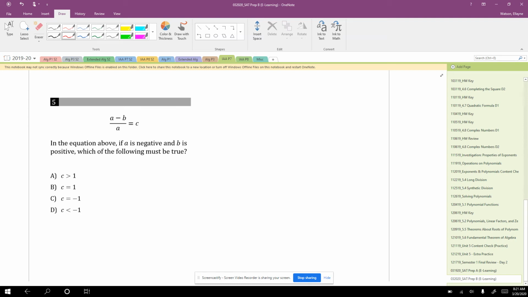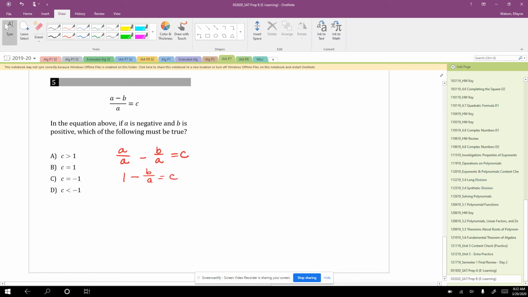So I initially just look at it. I'm going to separate this out, okay? Meaning I'm going to rewrite this as two separate fractions. So A divided by A minus B divided by A, which equals C. Well, A divided by A is just 1. So 1 minus B divided by A equals C. Okay. And then I can leave it like that, or I can rewrite it again. But let's just leave it like this.